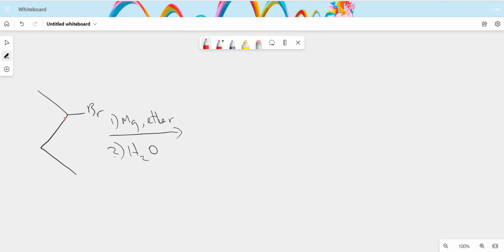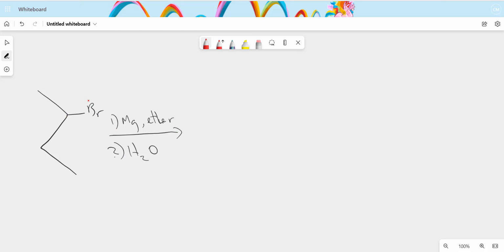In this reaction we see an alkyl halide. In the 2 position here is the bromo, and we're reacting it with magnesium metal in ether, so we'll see it's a step 1, and then in a step 2 there's water. So we're going to take a look and see what these reagents will do.